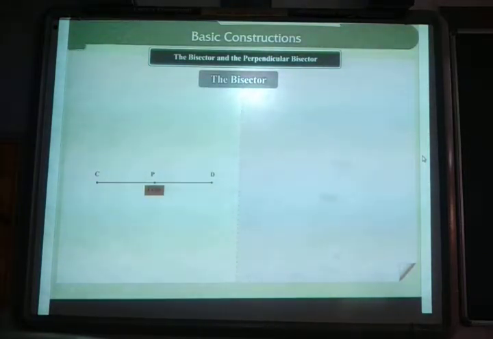Look at segment CD. It is 4 centimeters in length. The point P on this segment divides the segment into 2 equal parts. That is, segment CP is equal to segment DP is equal to 2 centimeters. Therefore, point P is called the midpoint of segment CD. In other words, point P bisects segment CD.